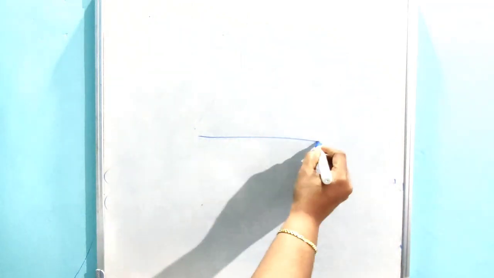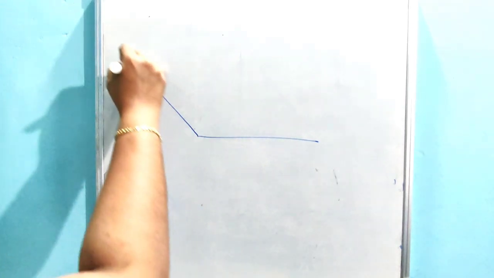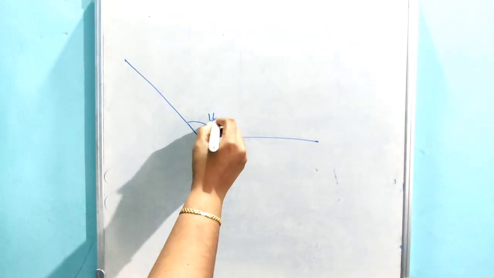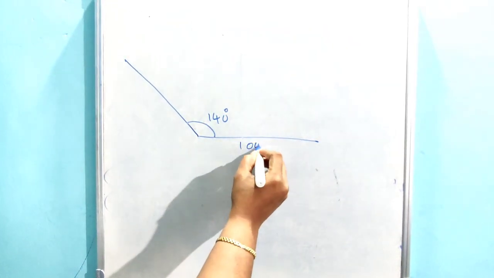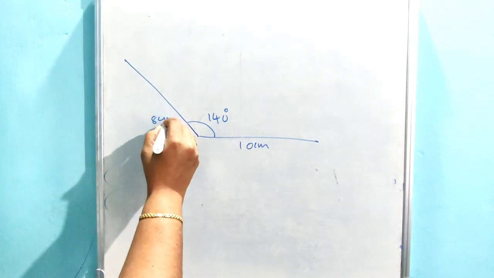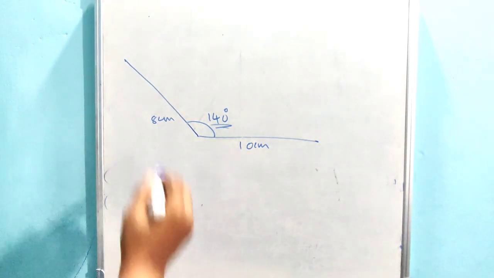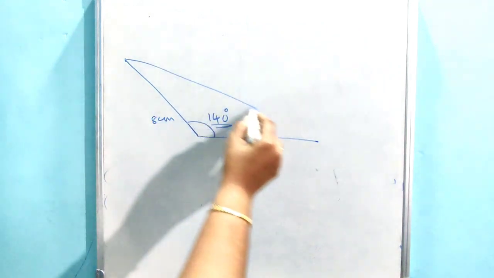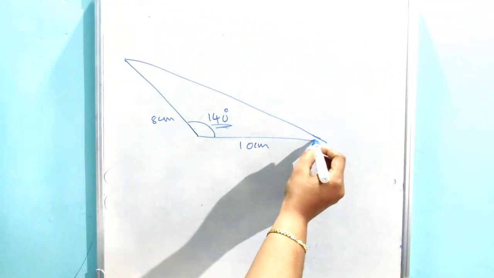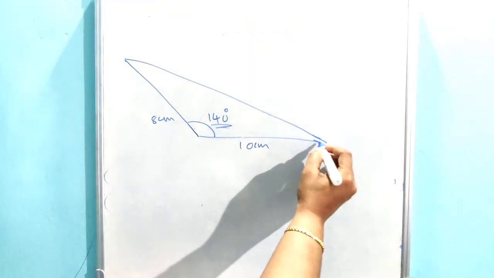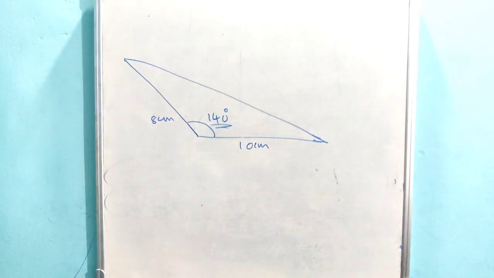In the question, we have a second part. What is the area of the triangle with the same sides? That means 10 and 8 are the sides, but the angle between them is 140 degree. This is the 10 centimeter line and this is the 8 centimeter line, and the angle between them is 140 degree. This is an angle more than 90. So how do we calculate?